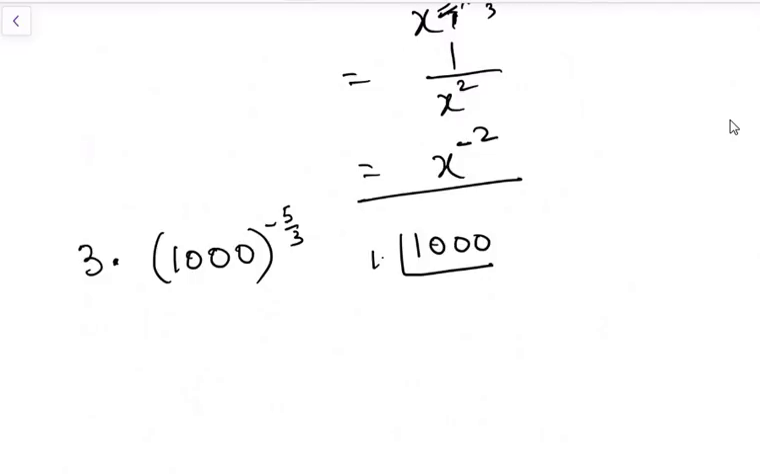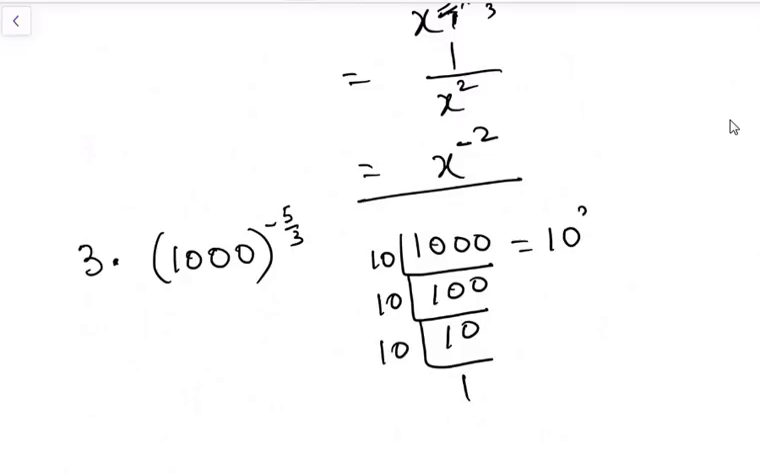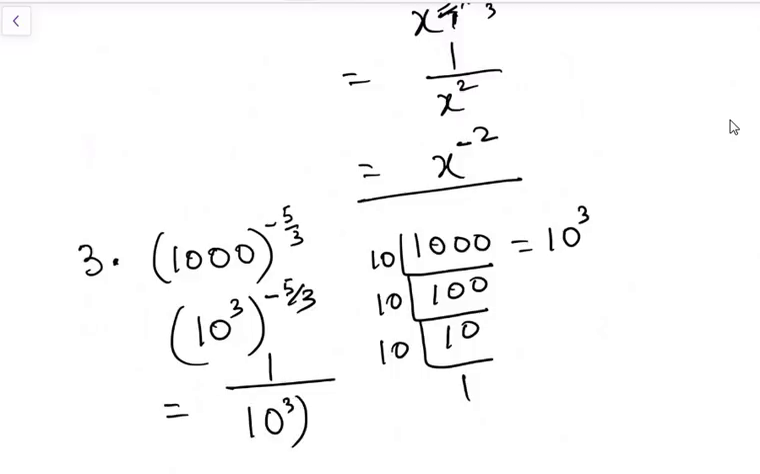So I will start with 10, and this will be 100, and 10, this will be 10, and 10, this will be 1. So that means we have 10 raised to the power of 3. Now, I have 10 to the power of 3 raised to power minus 5 over 3. How do we solve further? We apply that reverse law of reciprocal. This will be 10 raised to power 3 and 5 over 3.